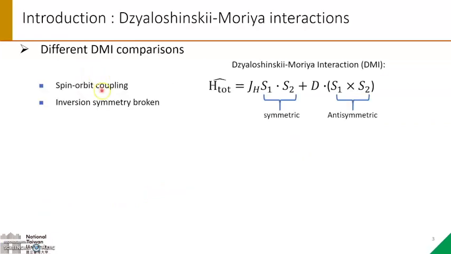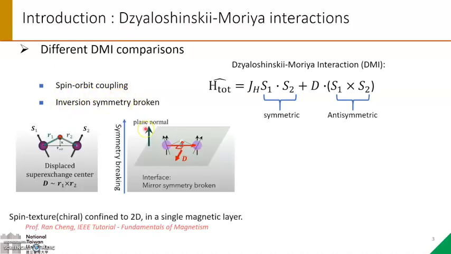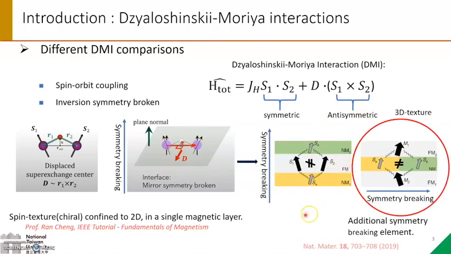Now, for the emergence of DMI, two factors are required: a sizable spin-orbit coupling and inversion symmetry breaking. For instance, a high interfacial DMI is often observed at the platinum-cobalt interface. Importantly, recent theoretical calculations have extended DMI to a 3D texture, where an antisymmetric exchange interaction occurs between two discrete magnetic layers. This is achieved by introducing an additional in-plane symmetry breaking into the structure.